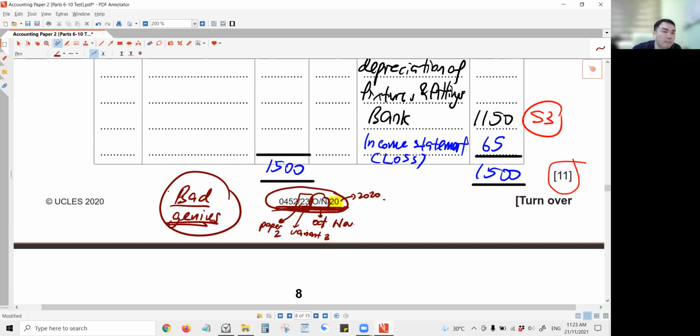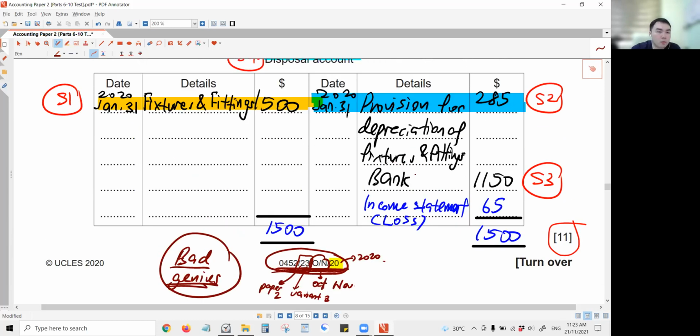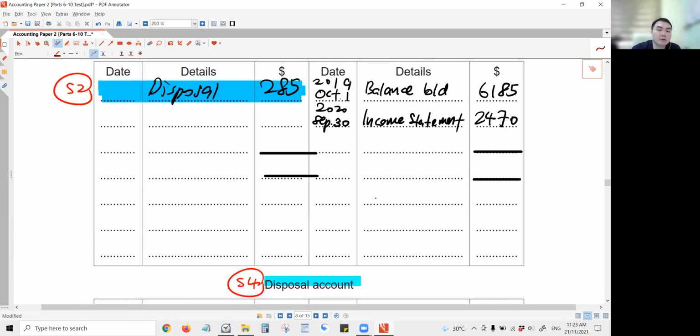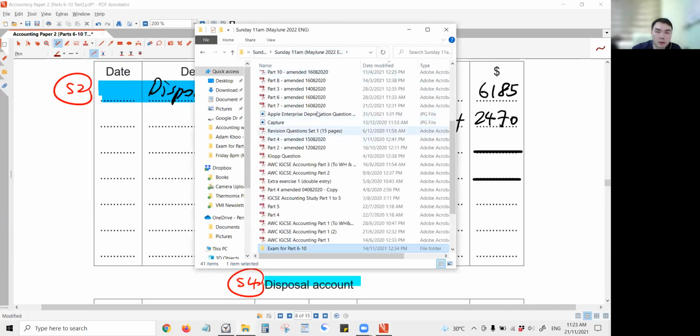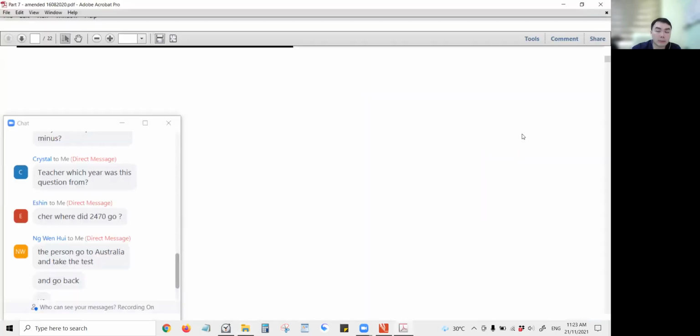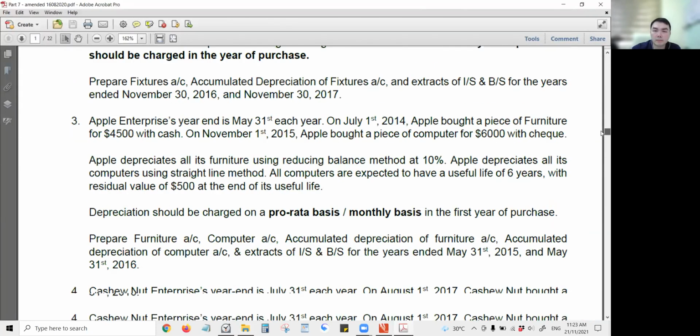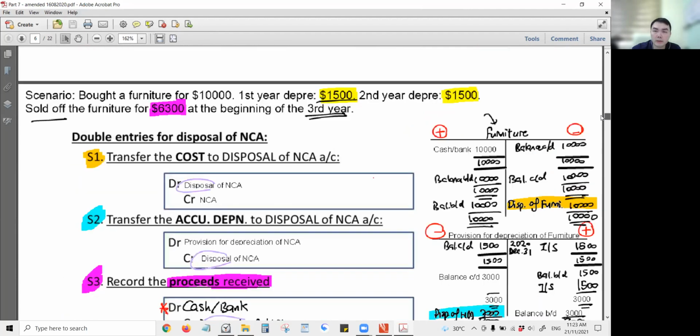Okay, just type it. You ask me where will the 2470 go? I show you. 2470 will go to where? Income statement. It will go to the income statement because that's the depreciation for the current year.